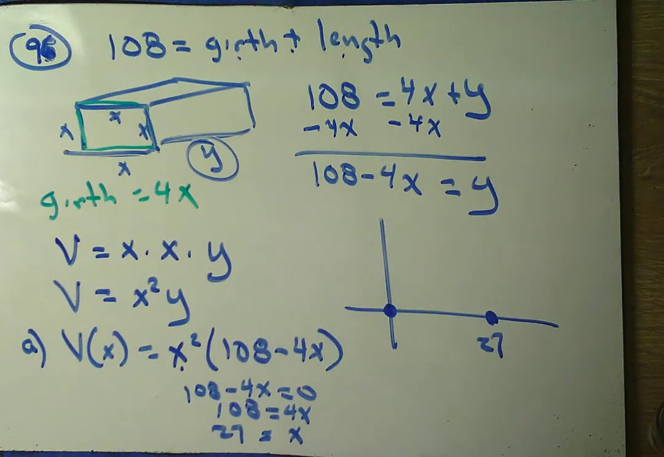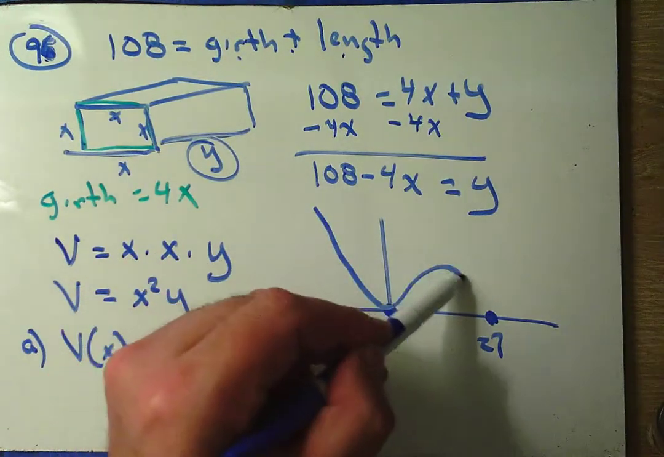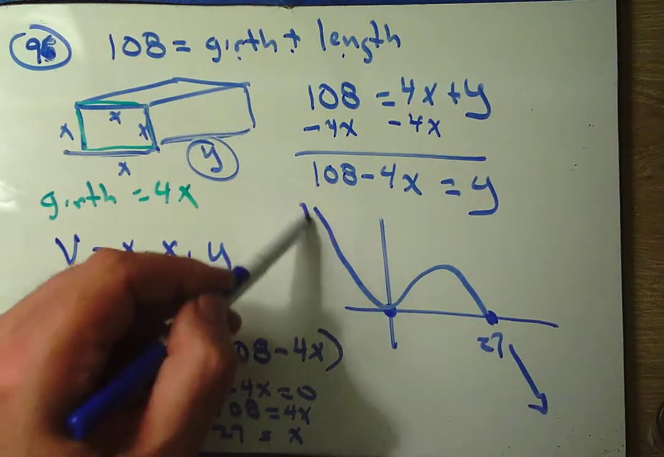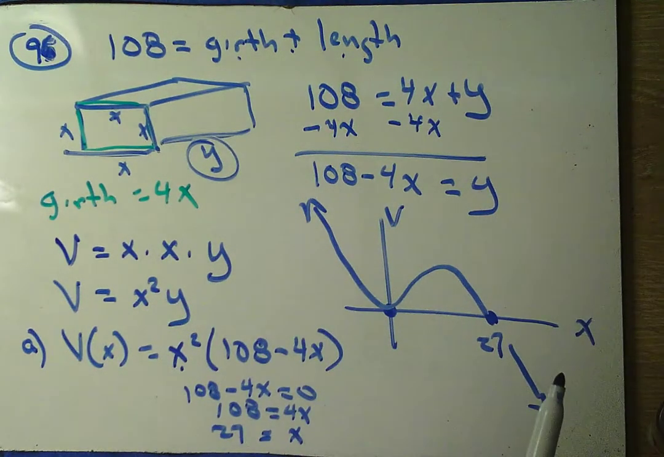So this is 27, okay? So now my graph looks like this. Again, this is volume, and this is x. Part B says graph it. So I've graphed it. Now, it says use an appropriate viewing window.